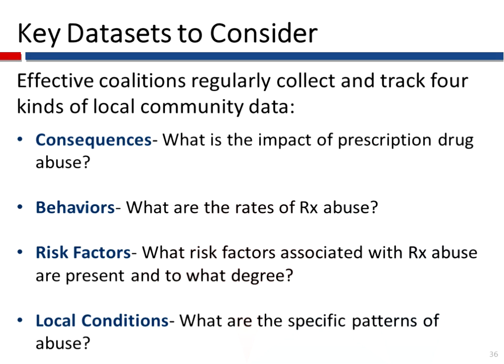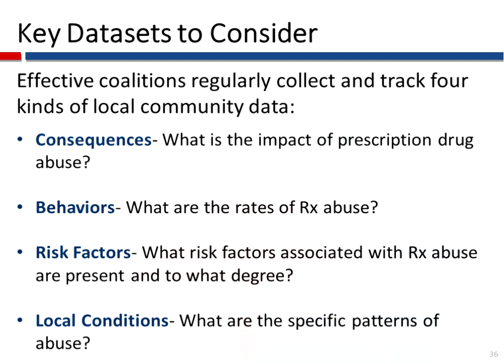The way that we access those risk factors then is we ask coalitions to collect information on what we call local conditions. The local conditions are the specific patterns of abuse, and you saw a little bit of that in the presentation earlier when they were talking about things like, is it injected or is it smoked? Whereas the problem behavior data just involves the rates, how many people are using it, the local condition data is really fleshing out how it is being used in our communities.